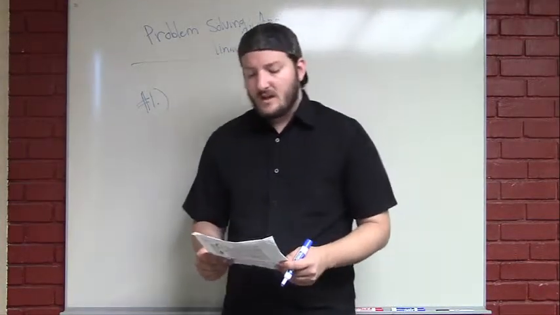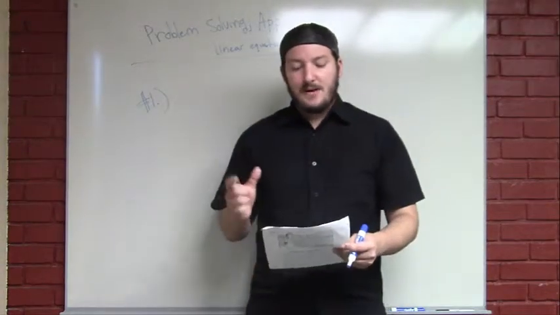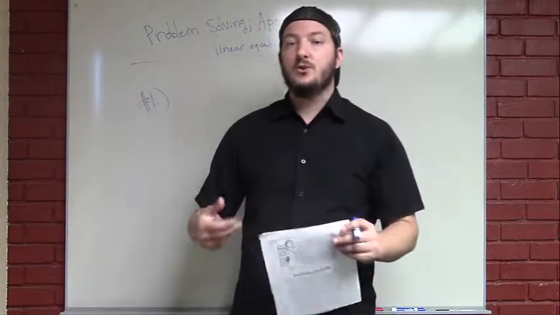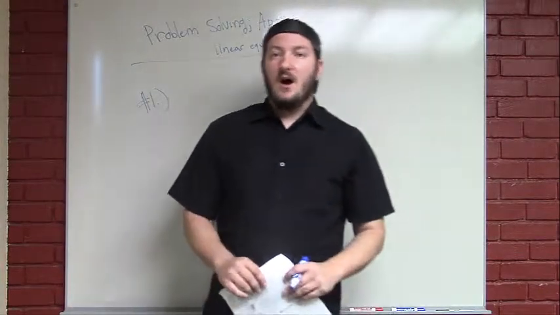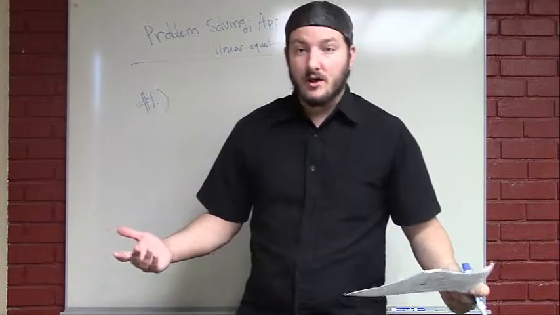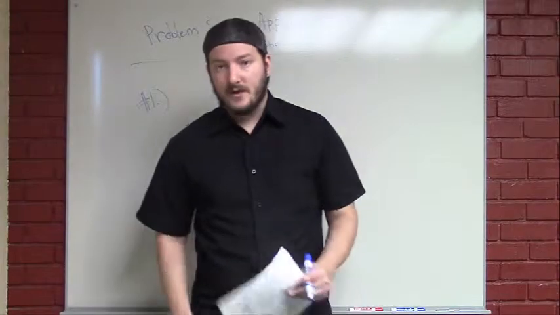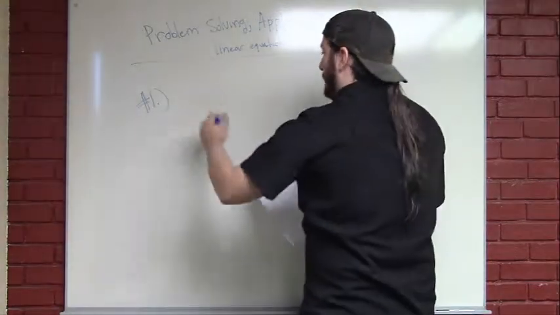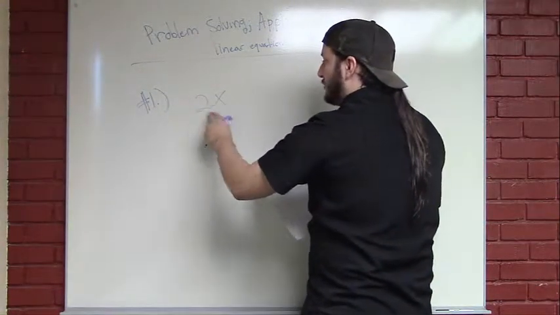Now, 3 more than twice a number. Let's start with that. Twice a number just means 2 times a number. Whenever you hear something like a number, it means x, or n or a or z, whatever you want to call it. It just means the variable that we don't know. That's why they call it a number. So twice a number means 2x.